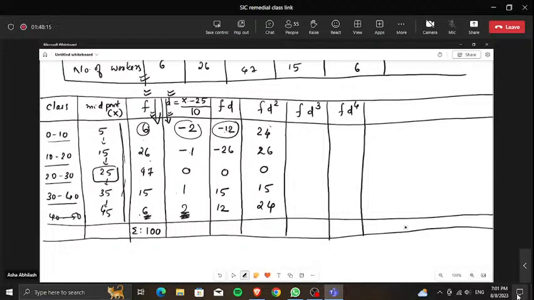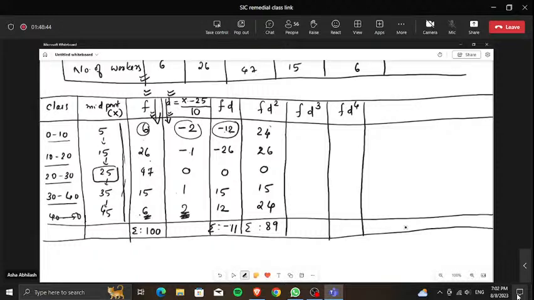What is the total summation of FD also? 89 for FD square. And what about the summation of FD? Minus 11. Yes, minus 11, correct.